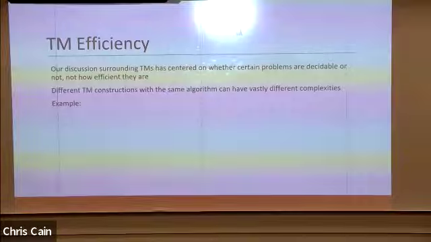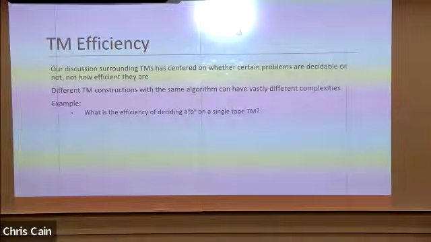As an example, the efficiency of deciding A to the n, B to the n on a single tape Turing machine.